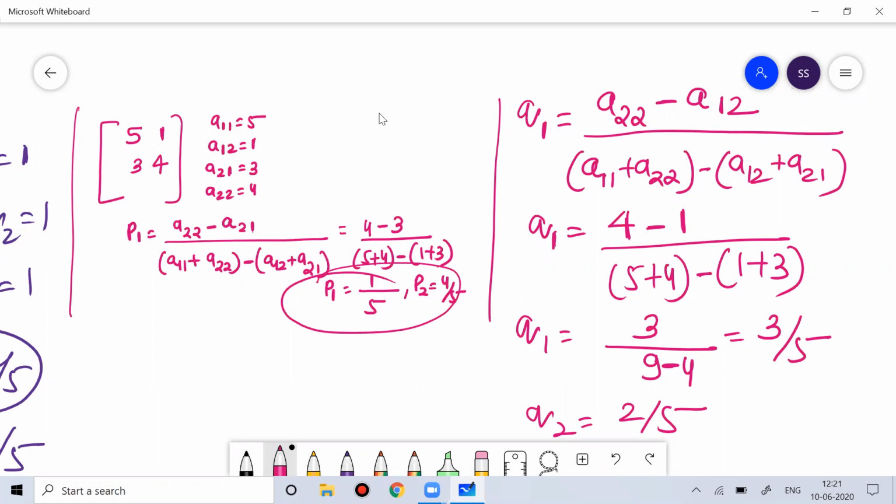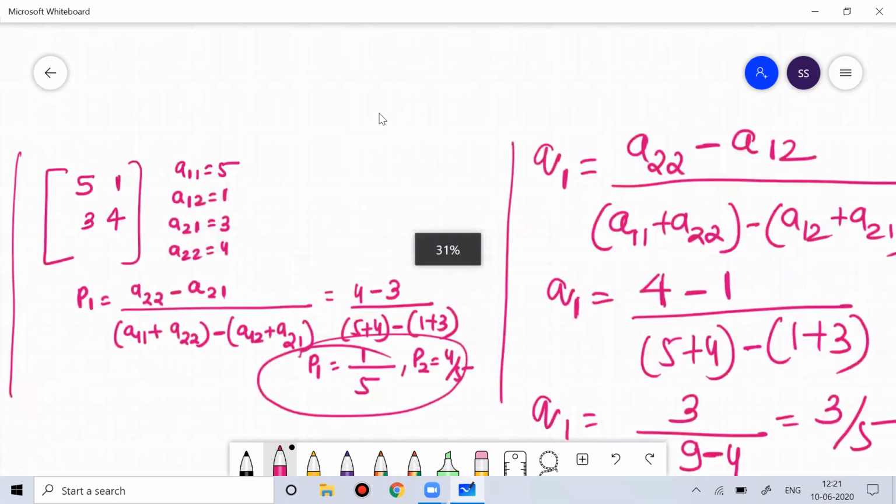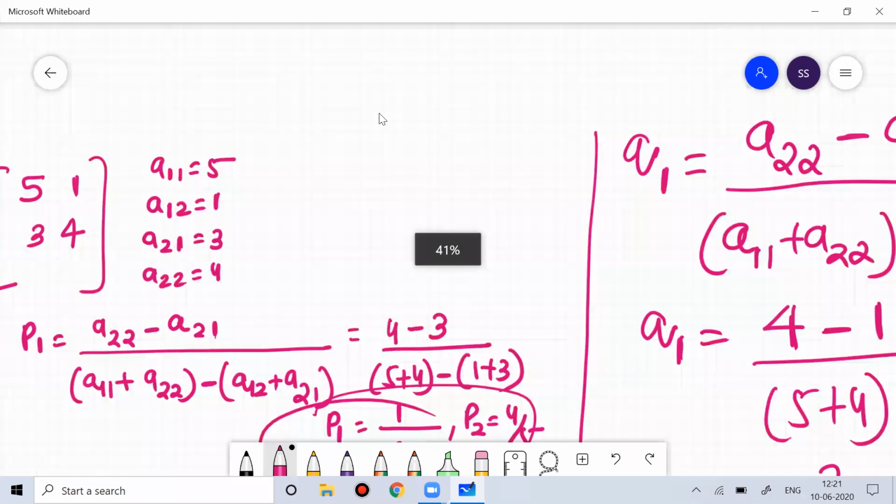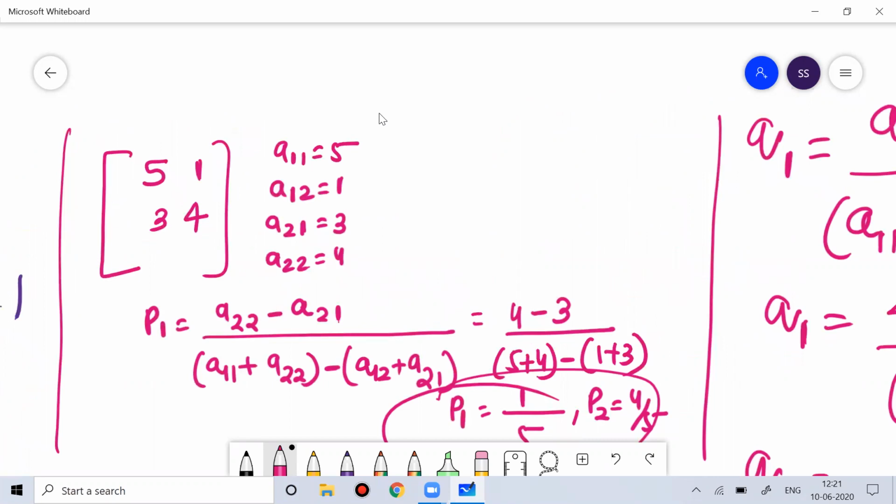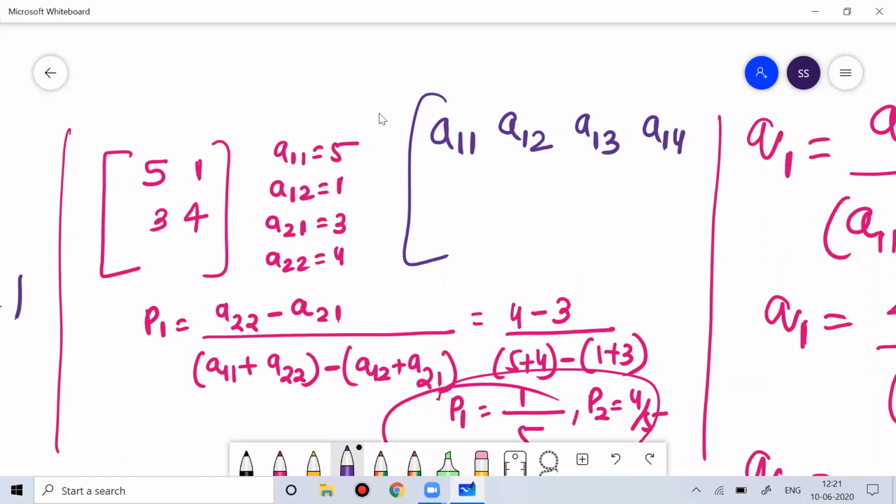Anyone have doubt with this? Very simple. I hope everyone can understand this matrix. Whenever we write the matrix, we write it this way. This is A11, A12, A13, A14, A21, A22, A23, A24, then A31, A32, A33, like this.